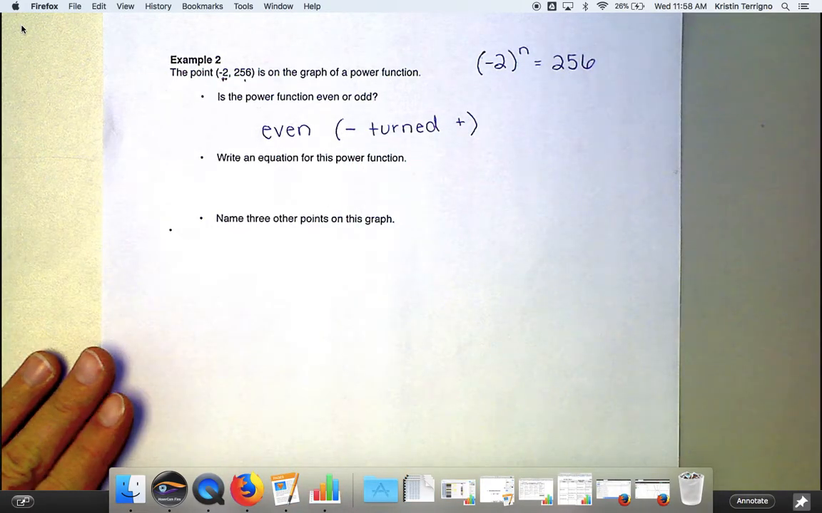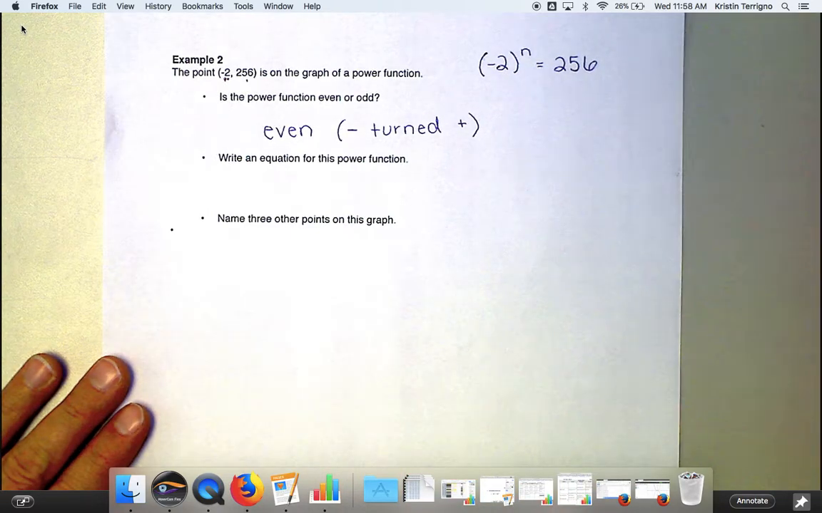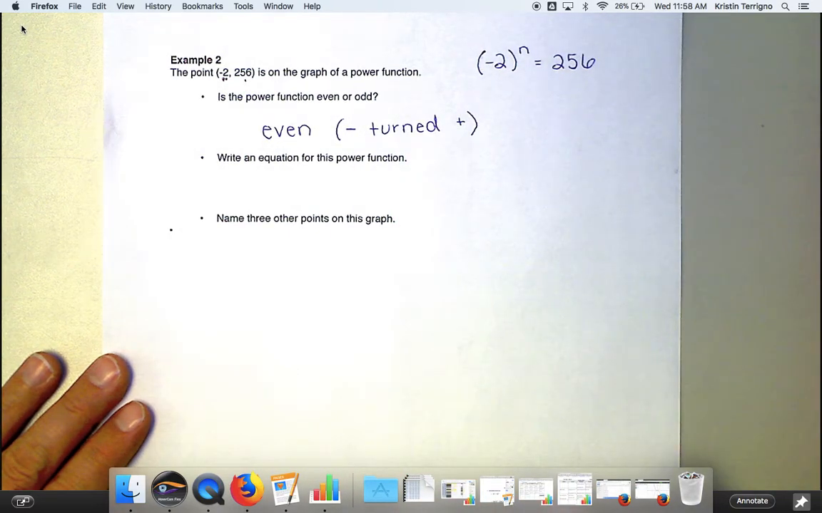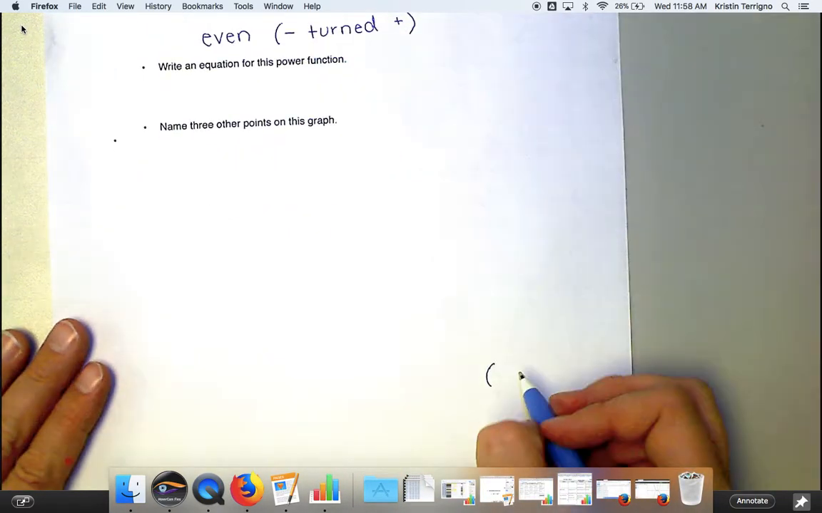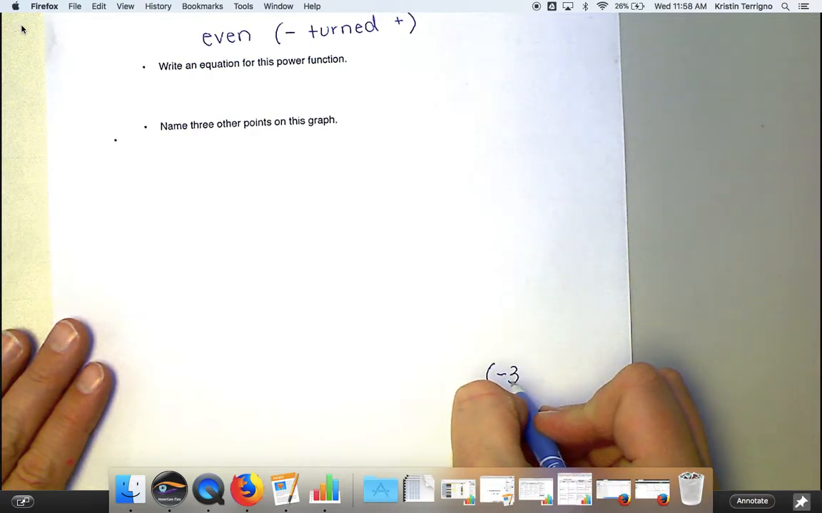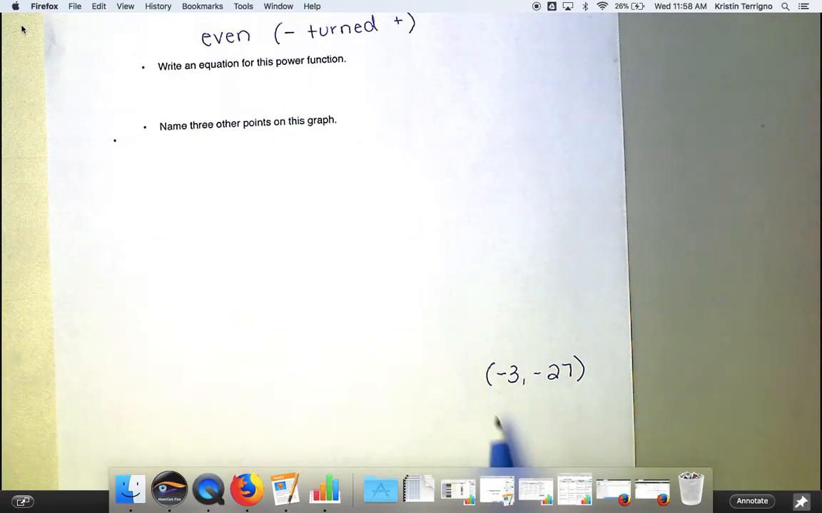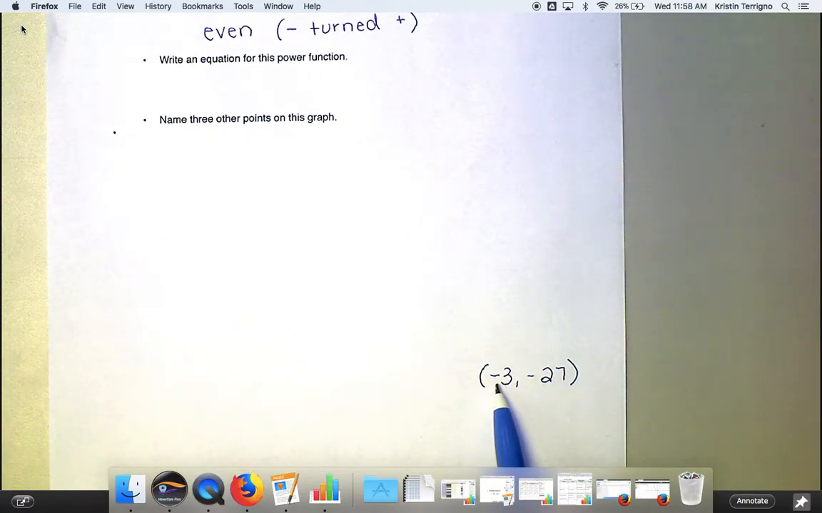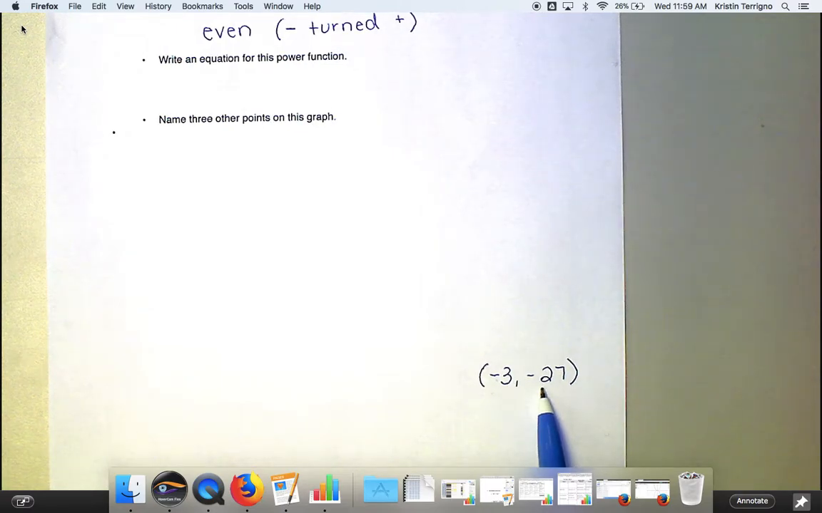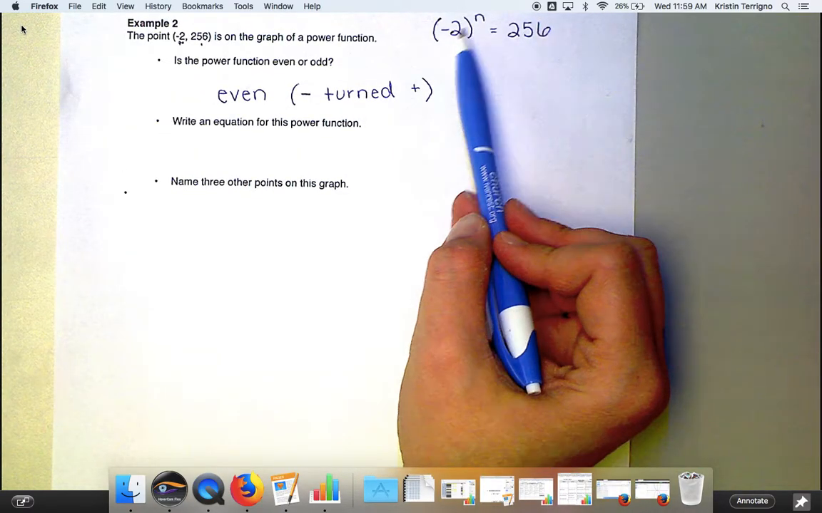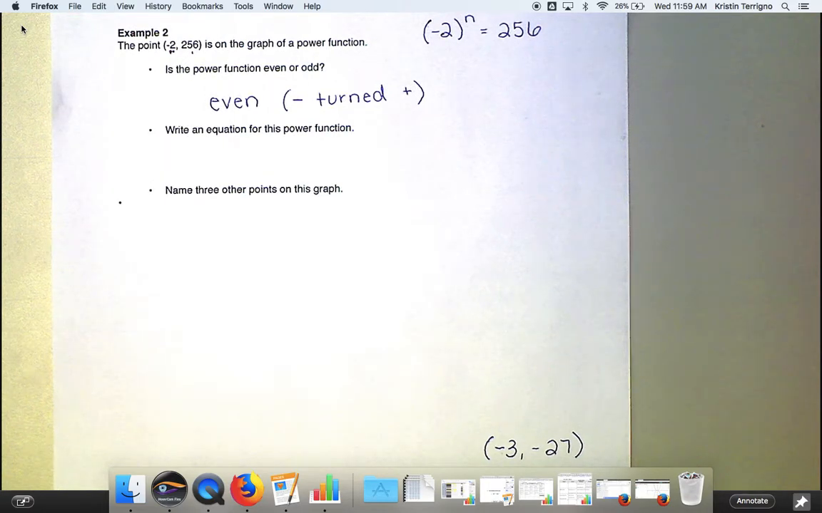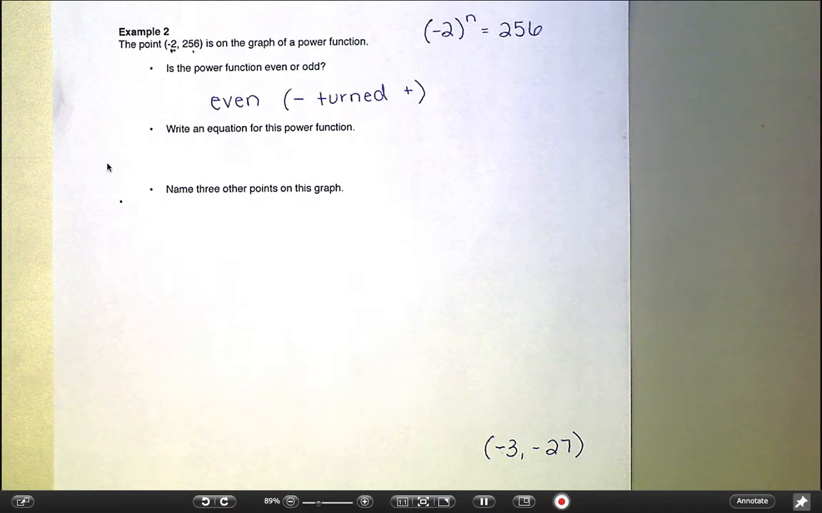Okay, now if I had had the point, let's just say I'm making up something different here. If I had had the point -3, -27, let's say, then I would say, well, that must be an odd power because I plugged in a negative number and got a negative number back. Only odd powers can do that. Even powers turn everything back to positive. Okay, think about squaring things. Then it says write an equation for the power function.